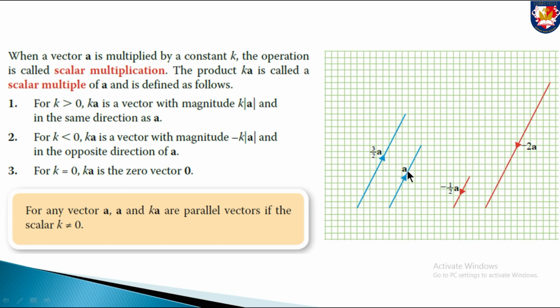If a is multiplied by positive numbers, they are in the same direction. If a is multiplied by negative numbers, they are in the opposite direction. So, for any vector a, a and ka are parallel vectors if the scalar k is not equal to 0. That means whether the scalar is positive or negative, the product is always parallel to vector a. As you can see here, they are parallel.